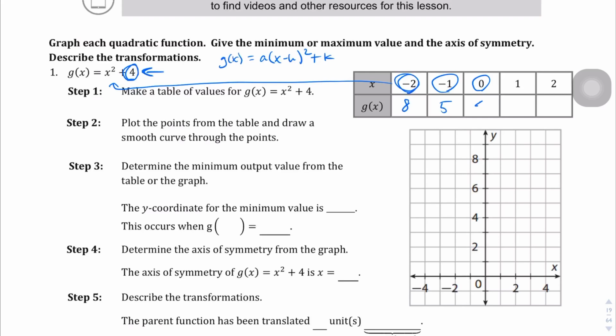Plus 4 is 4. And then, like we learned before, these are symmetrical, so we can just go ahead and fill these in, 5 and 8, because this is our axis of symmetry here. So let's plot the points. Negative 2 comma 8 is right here. Negative 1 comma 5 is right here. 0 comma 4 is right there, and then again symmetrical. So we have a graph that kind of looks something like that.